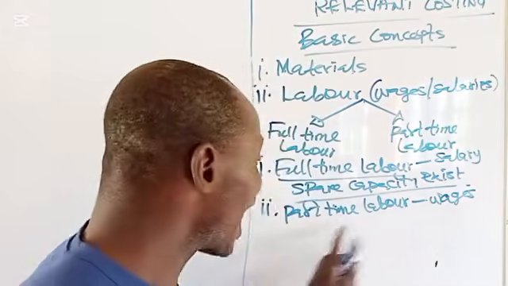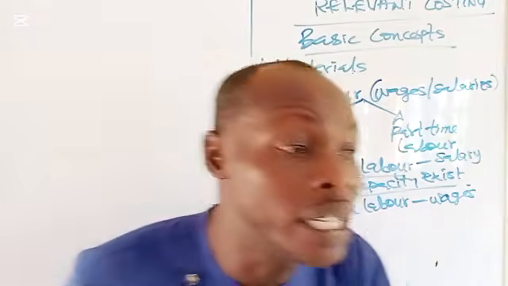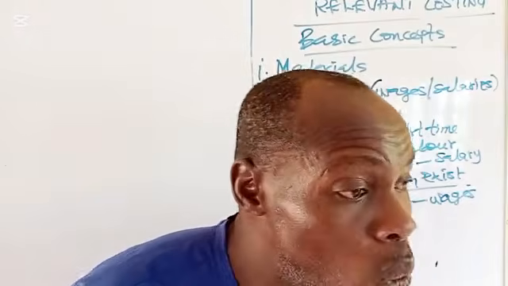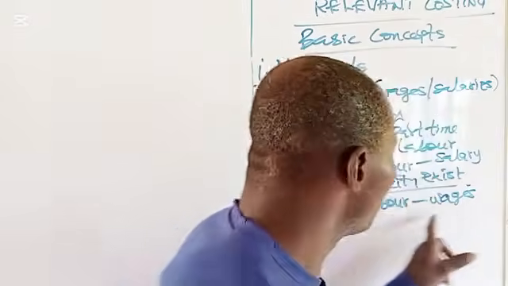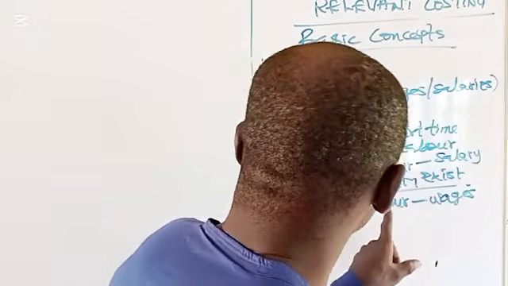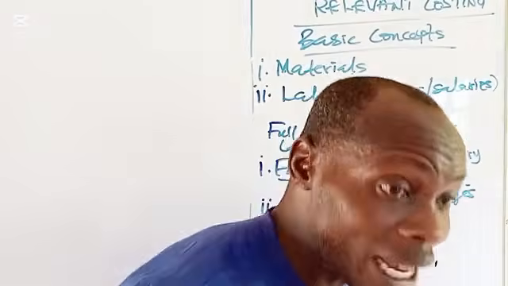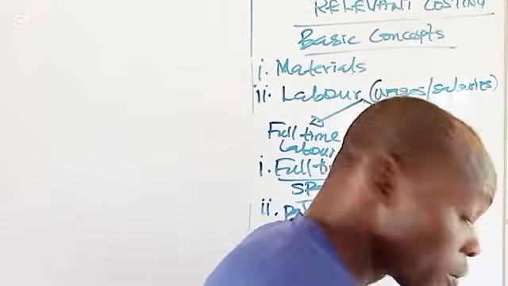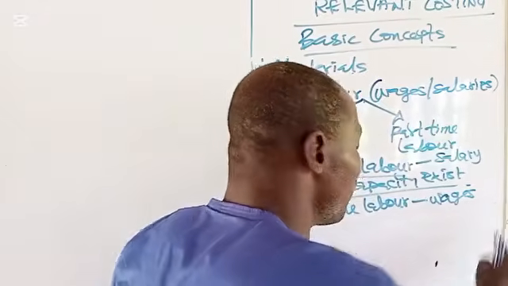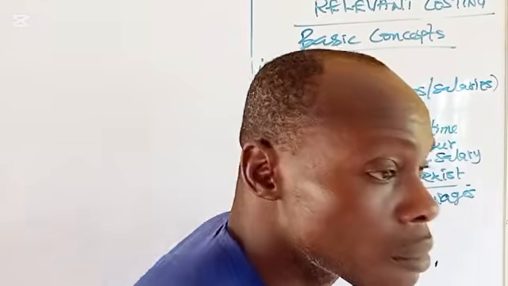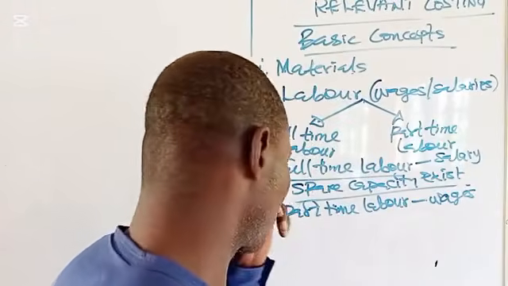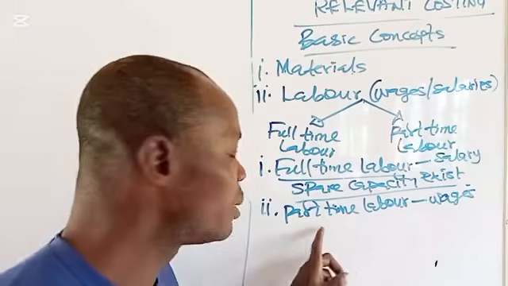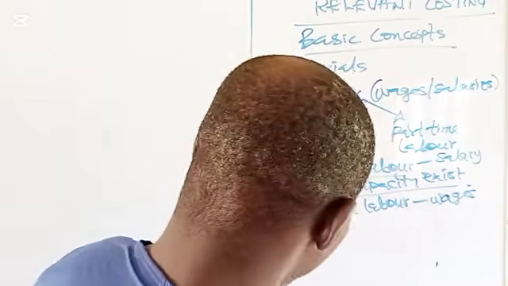So, part-time labor, I've told you they receive wages. And their wages is what? A variable cost. And the variable cost, the wages paid to part-time workers, is differential in nature. And I've told you relevant costs are differential cash flows. So the wages of the part-time workers is a relevant cost. How do you know if the work is part-time?